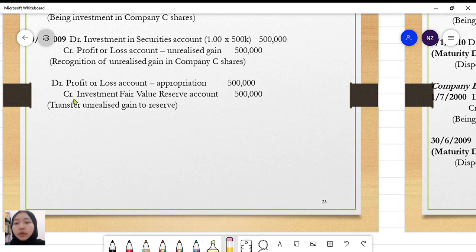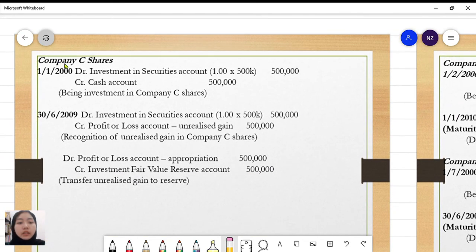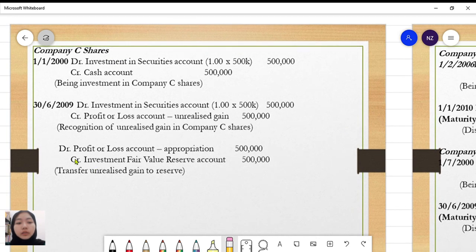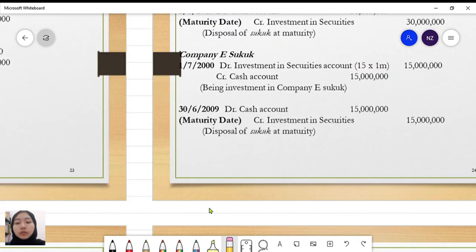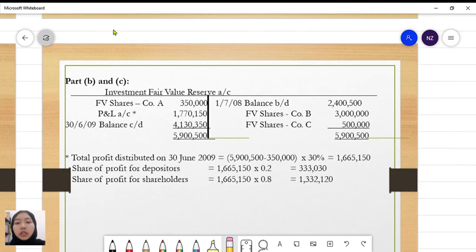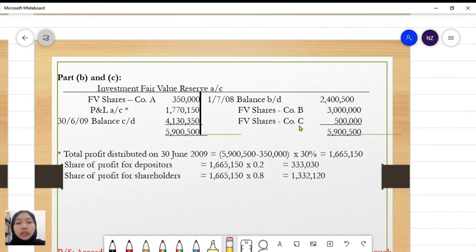Contoh macam ni, credit investment fair value reserve 500,000 di sini. This is for like company C shares. So dia belah kredit kan. So kalau nak buka reserve account tu, kita kena masukkan dia belah kredit di sini. Company C shares 500,000. Sama macam benda lain juga. So ini tadi company A, kita dapat losses kan. Losses kita debitkan reserve. That's why RM350.